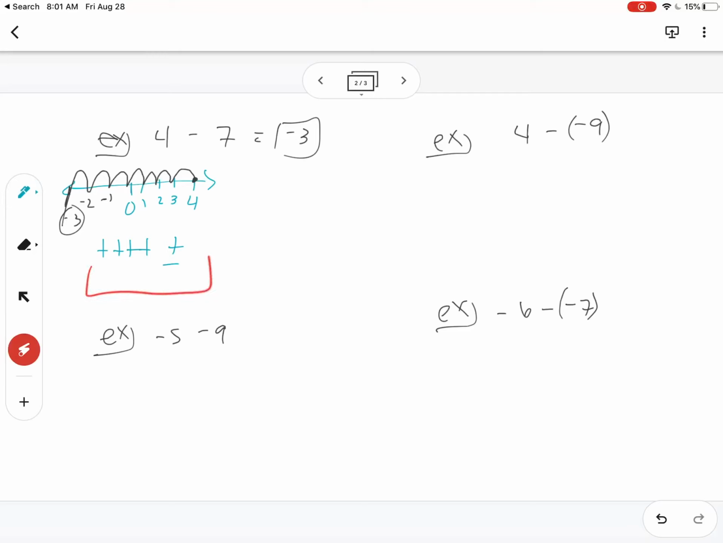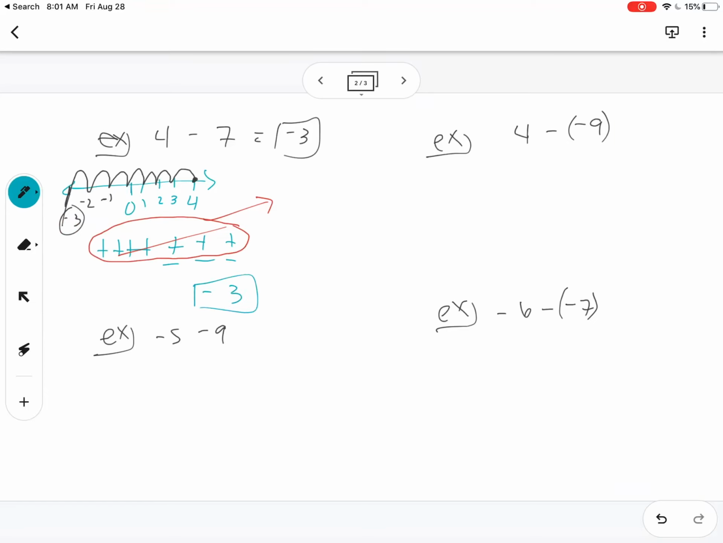So you can think of this as 4 plus 0, which is still 4. But I'm going to add 2 more zeros, wink, wink, so I can have at least 7 positives. So now I can fully subtract 7 positives. And guess what happens when I take away 7 positives? I'm left with 3 negatives. Pretty awesome, right? No? Okay, that's fine.